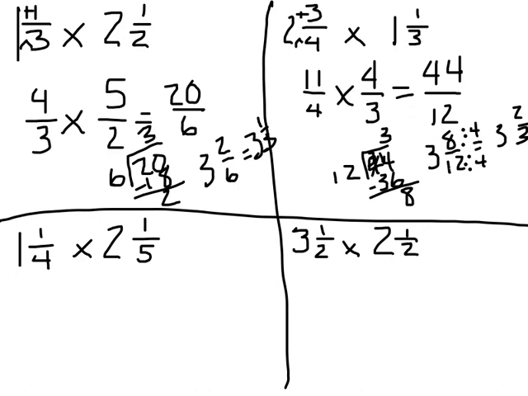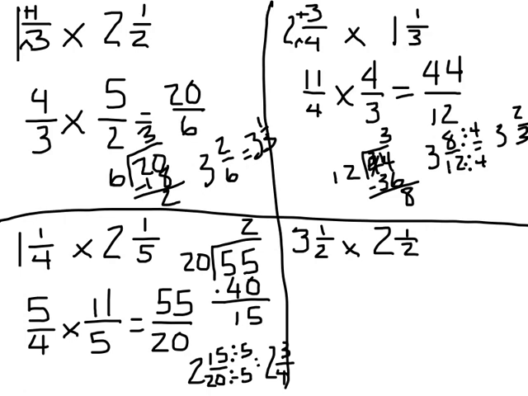Now you can try two problems on your own. Let's start with the first one. What's 1 1/4 times 2 1/5? Don't forget to change your mixed numbers into improper fractions first. 1 1/4 is the same as 5/4. 2 1/5 is the same as 11/5. When I multiply those together, I get 55/20. When I change that into a mixed number, I get 2 15/20, or 2 3/4.